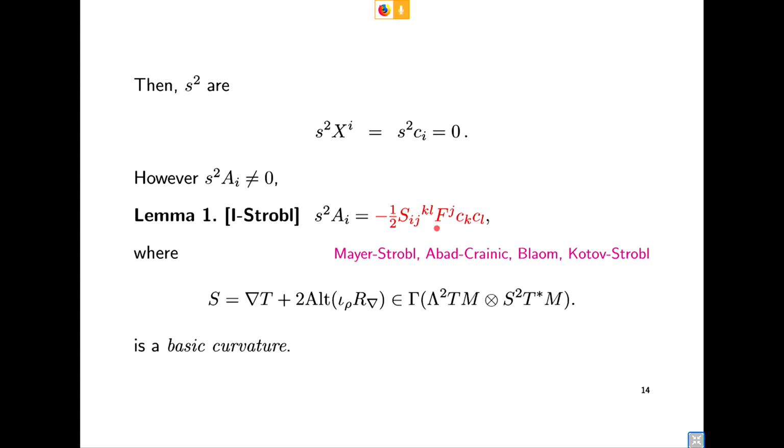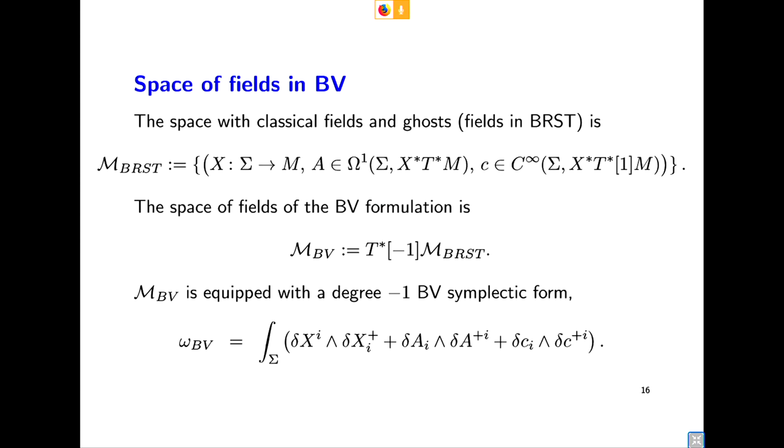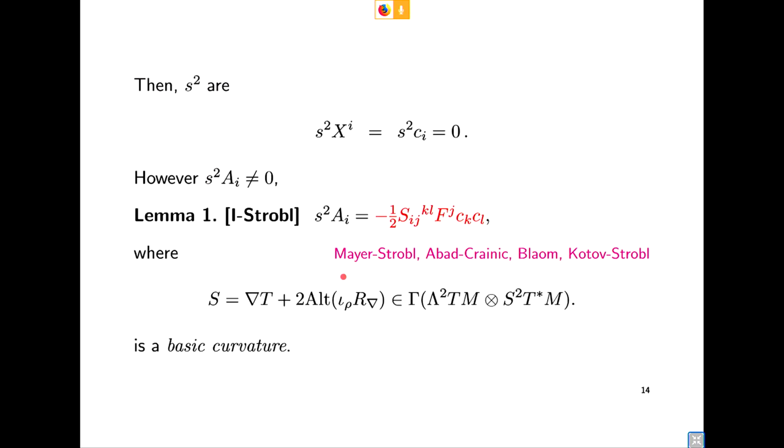This S tensor appeared in the right-hand side of the square of A. This is the very geometric result of the BRST transformation. So if S squared A is not equal to 0, we need the BV formalism.